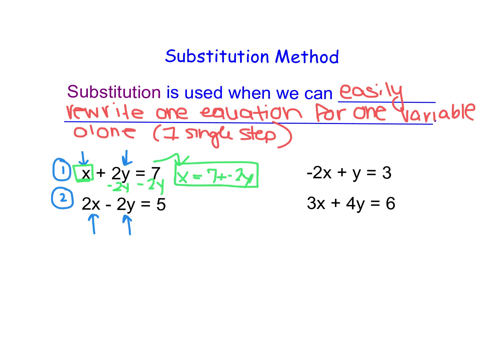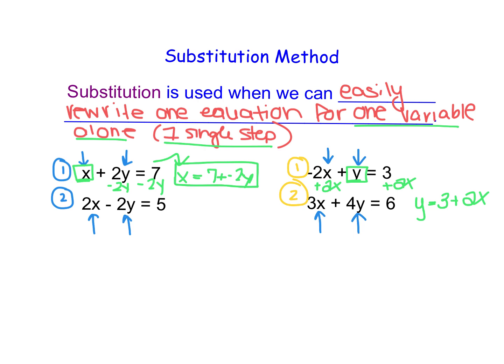If we look over at the next example, so here we have equation 1 and equation 2, what we'll notice is again we have four variables. So we have x in the first equation, y in the first equation, x in the second equation, and y in the second equation. And what I notice here is I could get this y in the first equation by itself really quickly in one single step if I were to add 2x to each side. So we would have y equals 3 plus 2x. So if you notice that you can rewrite one of those equations for one variable alone in one single step, that is a situation where substitution is going to be a good method of choice.